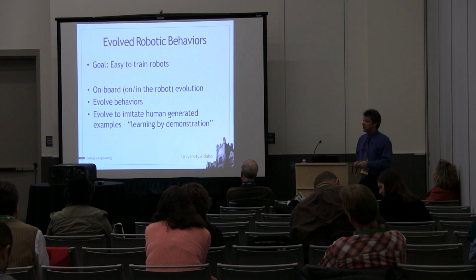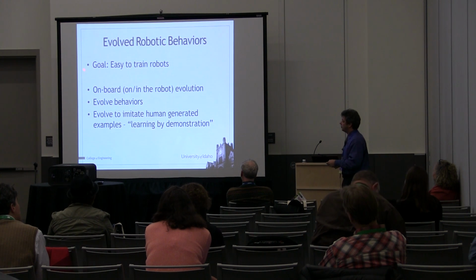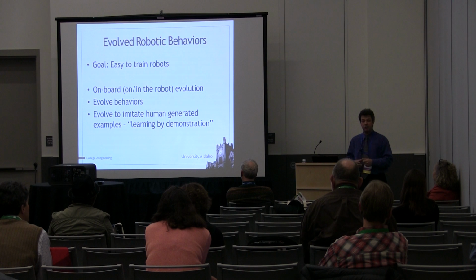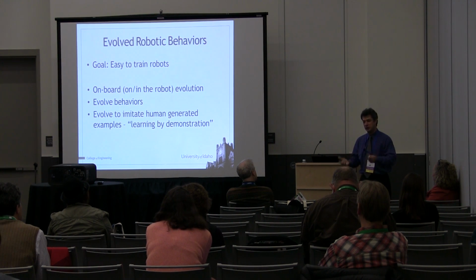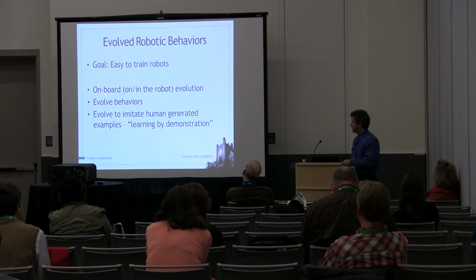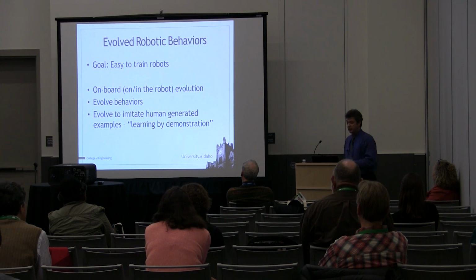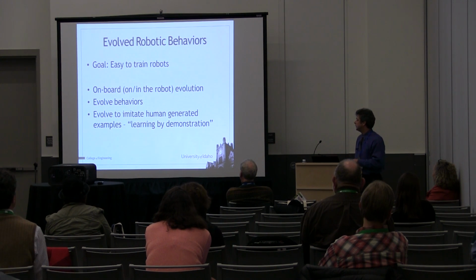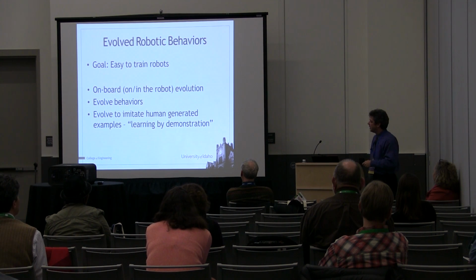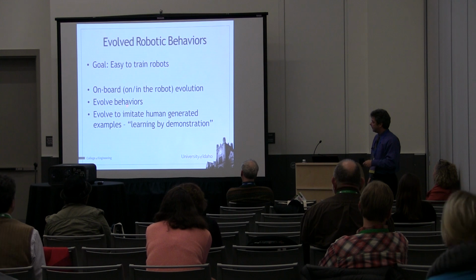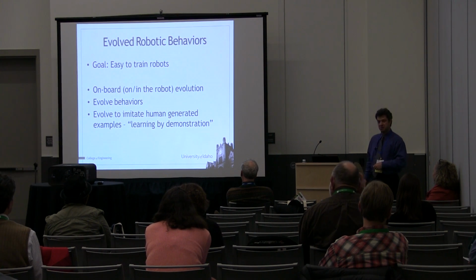robotic behaviors. And in a sense, the very broad goal is to have robots that are easy to train. So robots presumably could be really useful, but you need a simple way to show them what you want them to do. And the idea is to use evolution as the training mechanism. And it should all take place on the robot. So people talk about onboard evolution. And we want to evolve behaviors, and the idea is to imitate the example.